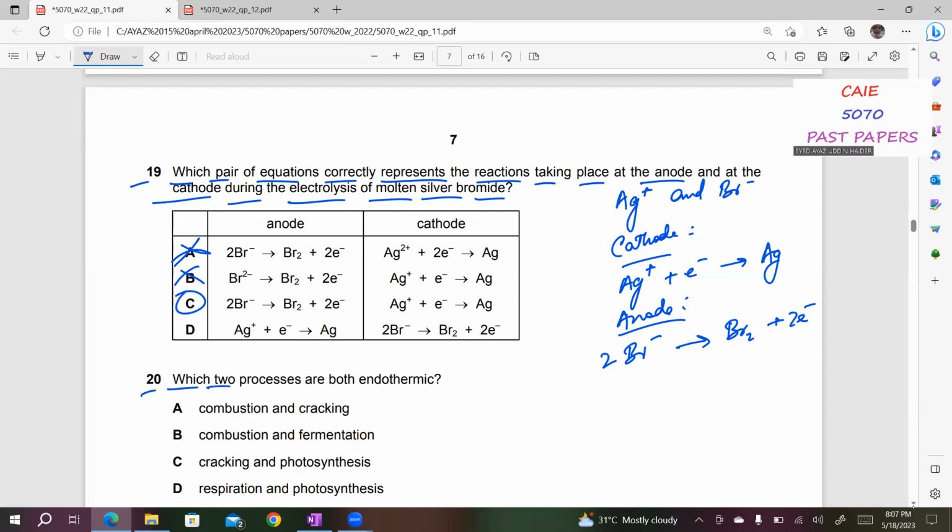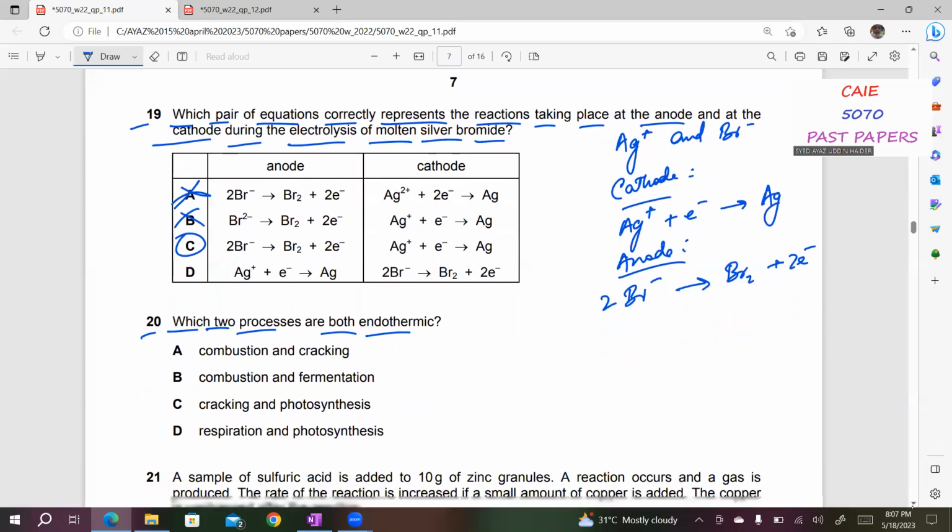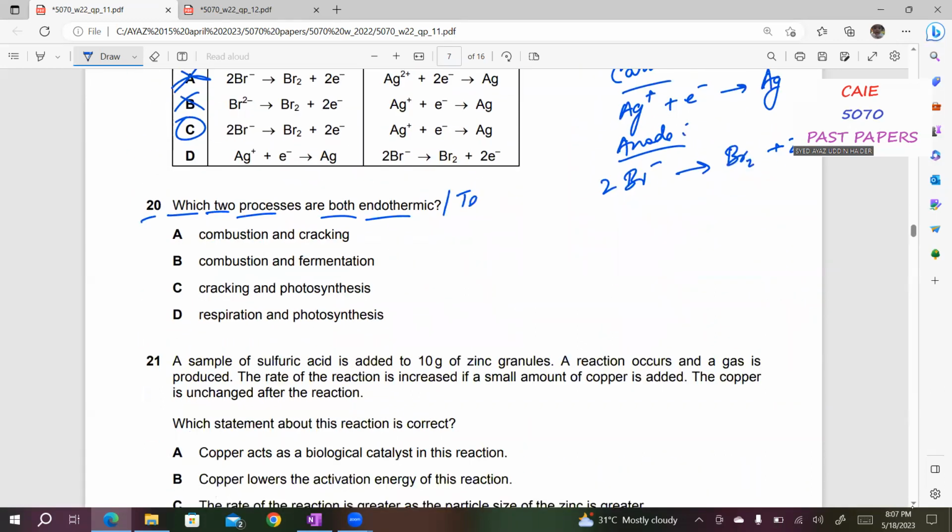Number 20, which two processes are both endothermic? We recall, what are endothermic? Endothermic takes in or absorbs energy. A, combustion and cracking. Combustion is exothermic, so it's automatically wrong. B, again combustion and fermentation. It's wrong. C, cracking and photosynthesis. Cracking involves breaking up of long hydrocarbons, which involves energy. And photosynthesis is also endothermic. So choice C will be correct for question number 20.